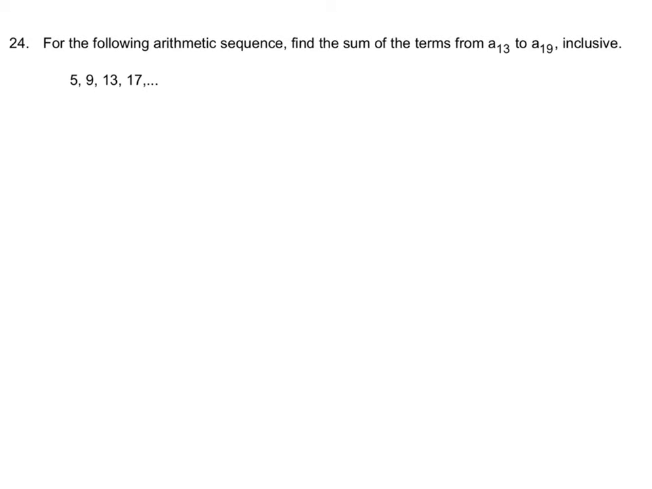Now this problem is a little different from the last problem because instead of finding the sum from the first term to another term, we're finding the sum between the 13th term and the 19th term. So we're finding the sum of a subset of the sequence. In order to find the sum, we're going to first find A13 and then we'll find A19.